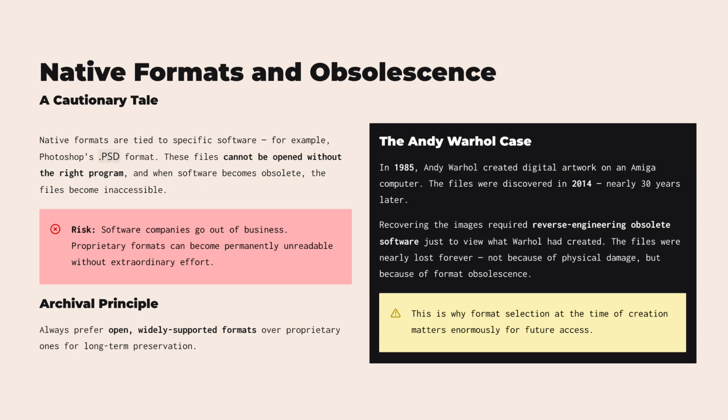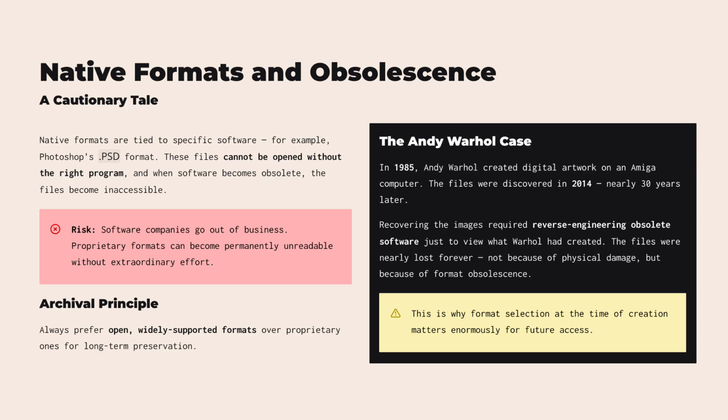Native formats are file types that only work with specific software. Photoshop's .psd is a good example. If you have a collection of .psd files and you lose access to Photoshop, you have a problem. The data is technically there. You just cannot read it.